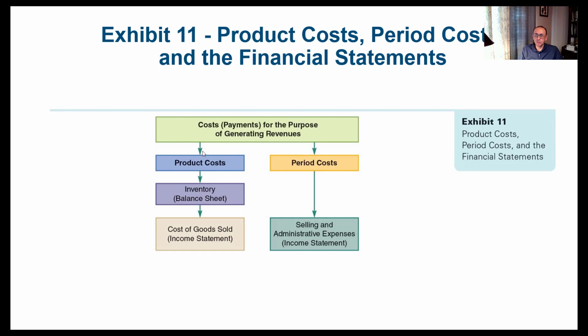A product cost is the cost that we just covered. It goes directly to the inventory, and that would be presented on the balance sheet, and I hope you remember that inventory is one of the assets presented on the balance sheet. Then once it's sold, it goes to the income statement, and we call that the cost of goods sold. The period costs are the items or costs that are not tied to the product. Selling and administrative expenses go directly to the income statement. We never show them on the balance sheet.